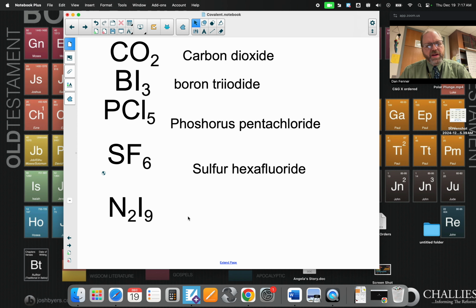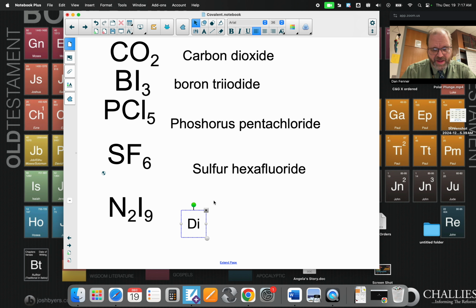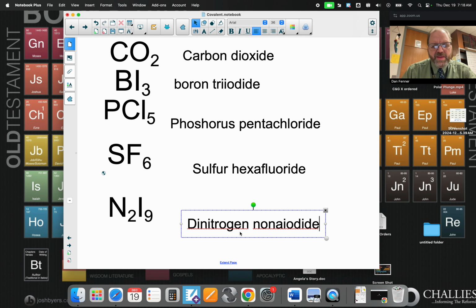And then this one here, N2, because we got a prefix, a superscript, a subscript here, we have to identify that. And what's 2? 2 is di, and then is nitrogen. We don't use any prefix. And then 9, nona, iodide. All right, there we go.